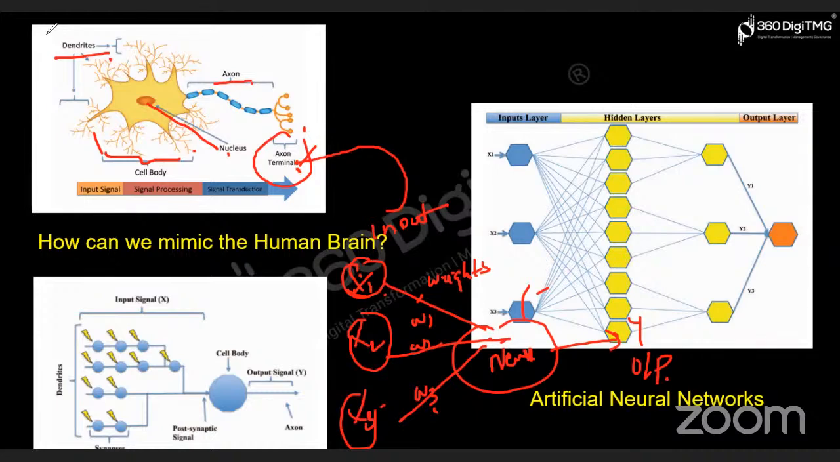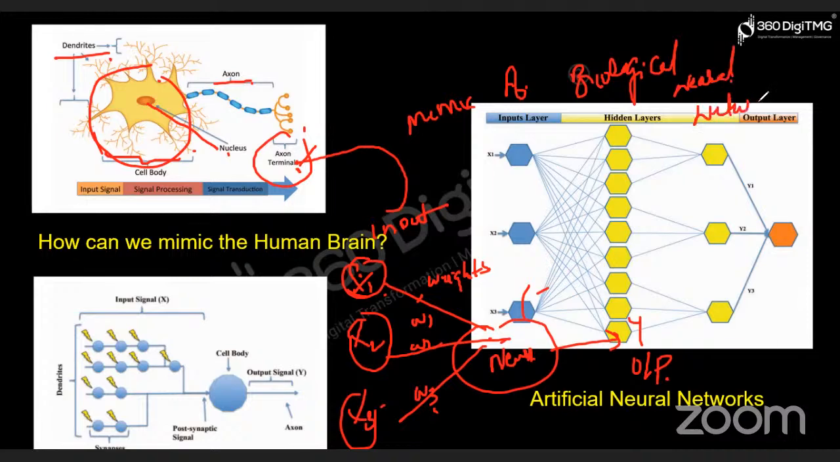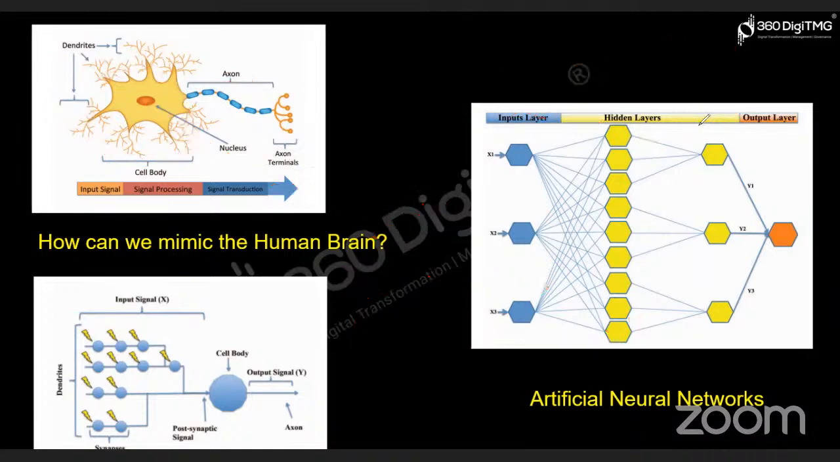So we can simply say the artificial neural network is a mimic of the human brain, the biological neural network. Artificial neural network is a mimic of what? Biological neural network. So why are we using the neural network? We already have machine learning algorithms. So why are we going for neural networks?